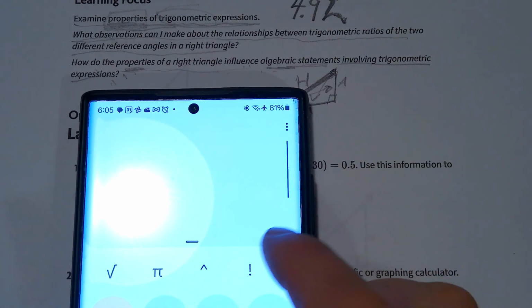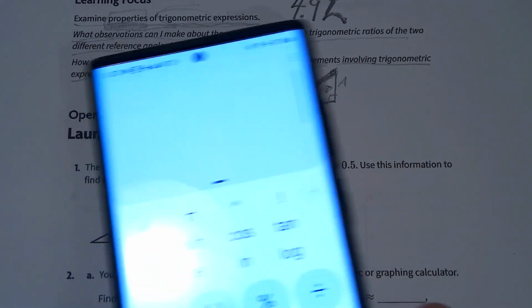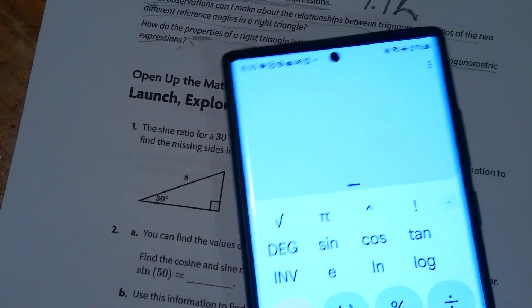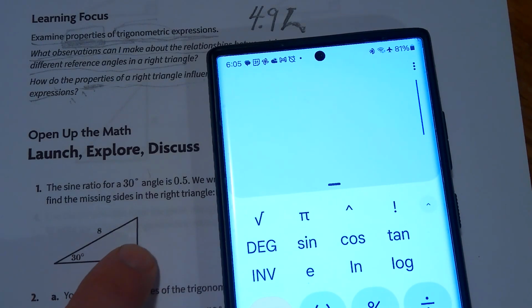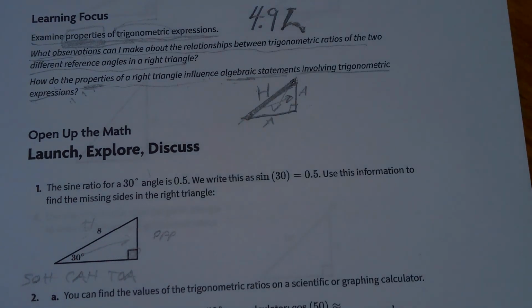Let's see. I have to go into portrait mode. Here we go. So if I want to know what the ratio is of this side over here to the 8, that is from this reference angle. This is the opposite side from this reference angle. This is always the hypotenuse because it's opposite the 90. So I write down SOHCAHTOA. Opposite, hypotenuse.